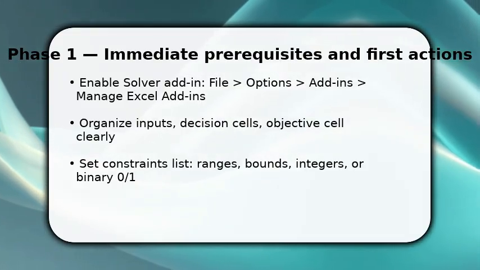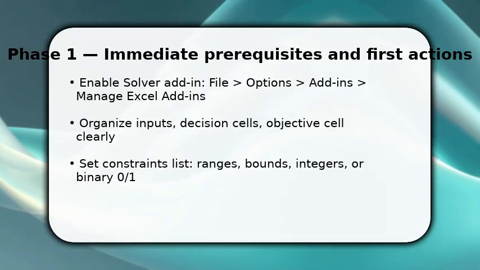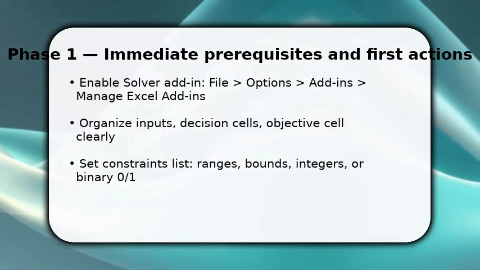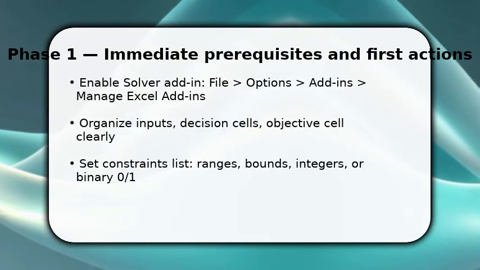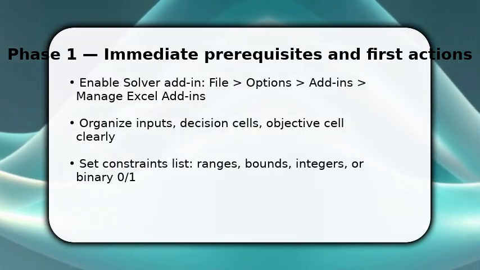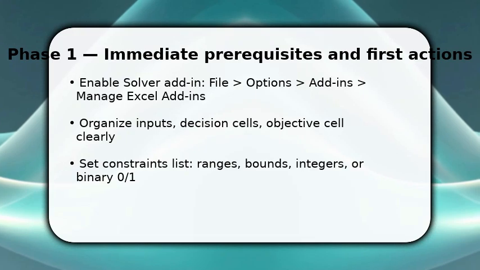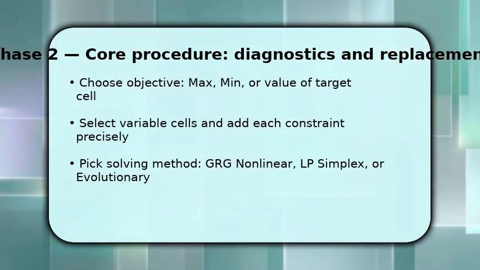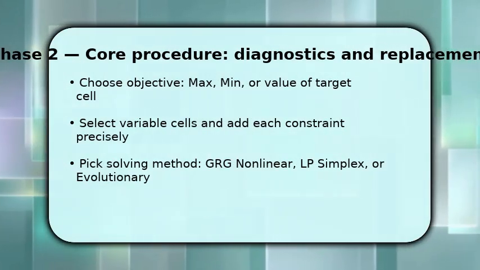Define simple bounds and constraint cells now, because once you open Solver, you will reference these directly. Make sure formulas use absolute references where needed, and keep a backup copy before running experiments. Once done with setup, open Data, Solver, and focus on choices that change results.